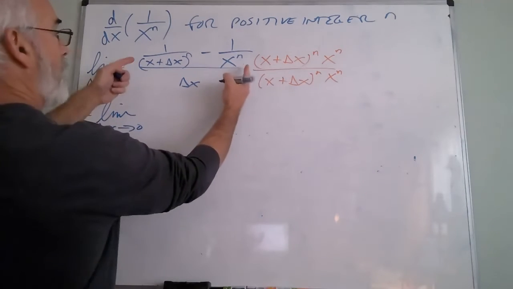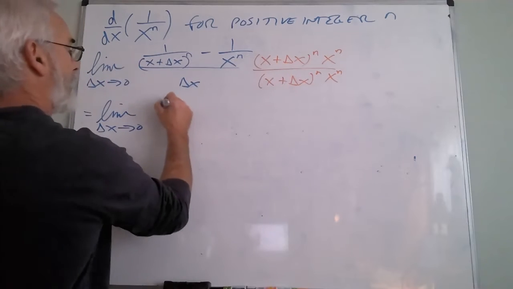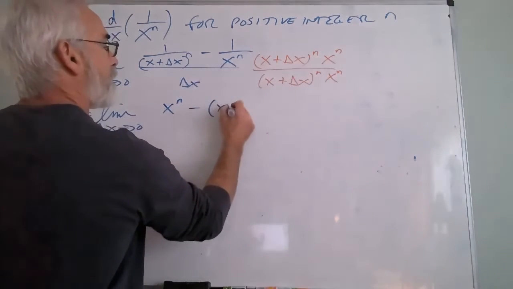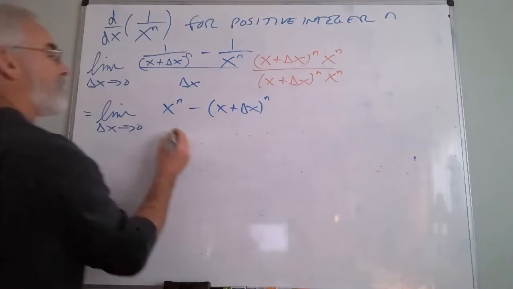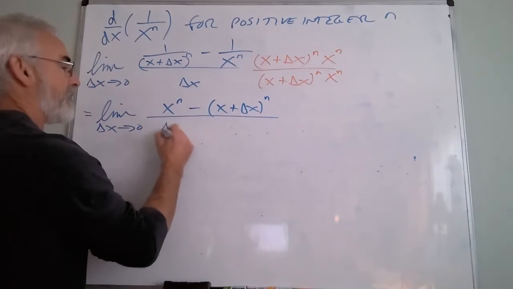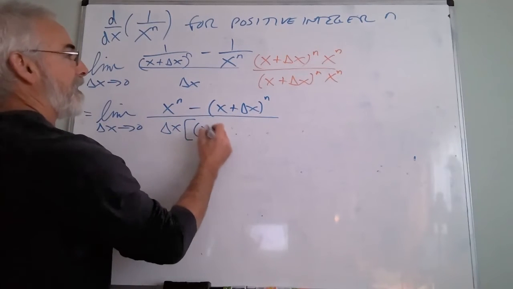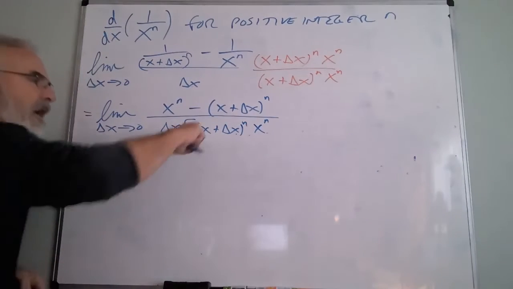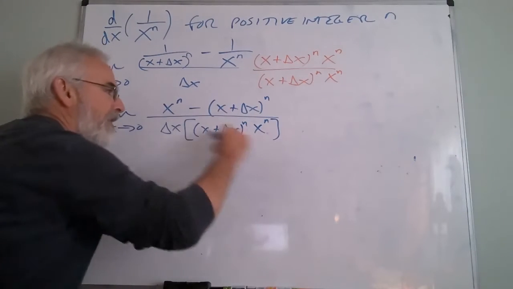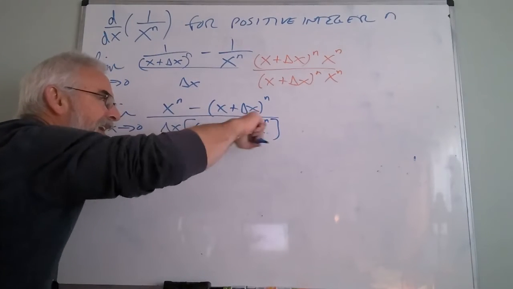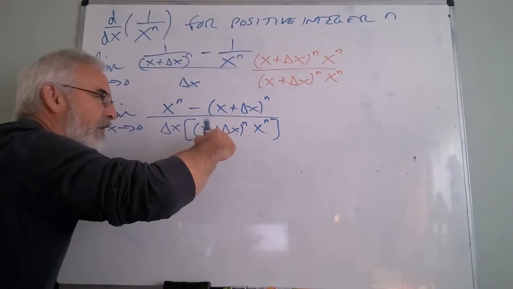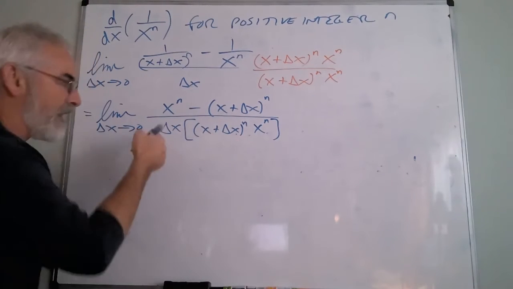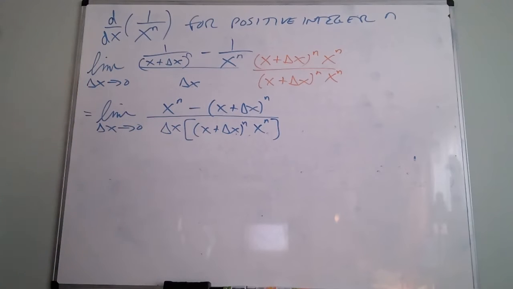Okay, so right now, what do I have? Well, those will cancel and I'll have x to the n. Then those will cancel, so I have minus (x plus delta x) to the n. On the bottom, I have delta x times (x plus delta x) to the n, times x to the n. Now, that term right there is not a problem. As delta x approaches 0, this is not approaching 0, right? Because that's x plus delta x. The problem child is that delta x.